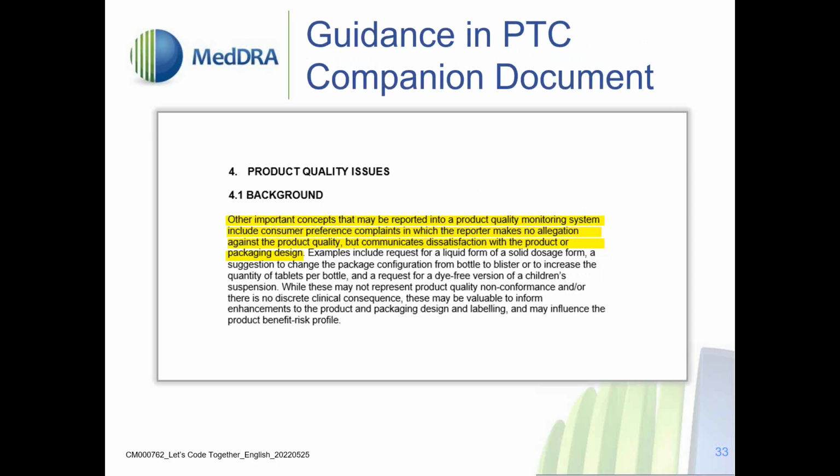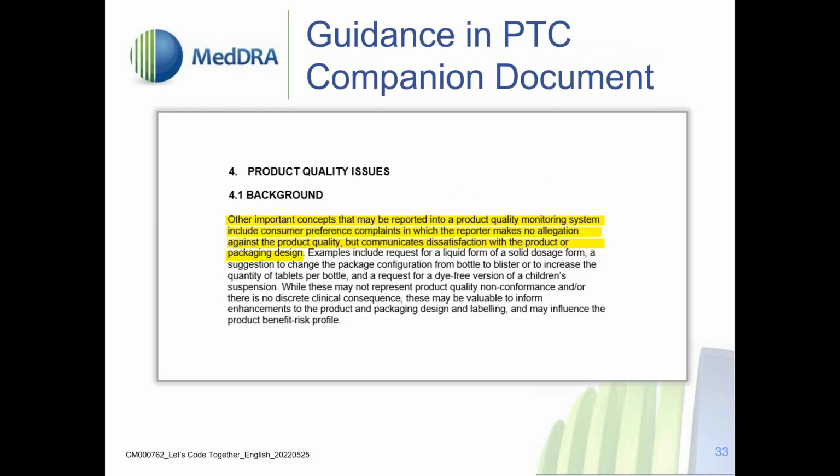Another point from the points to consider companion document, which goes into more detail. One of the areas that it does cover in the companion document is product quality issues. So this gives us some background information into how we can regard the product. Is it a product quality issue? Other important concepts that may be reported in a product quality monitoring system include consumer preference complaints, in which the reporter makes no allegation against the product quality, but communicates dissatisfaction with the product or the packaging design.